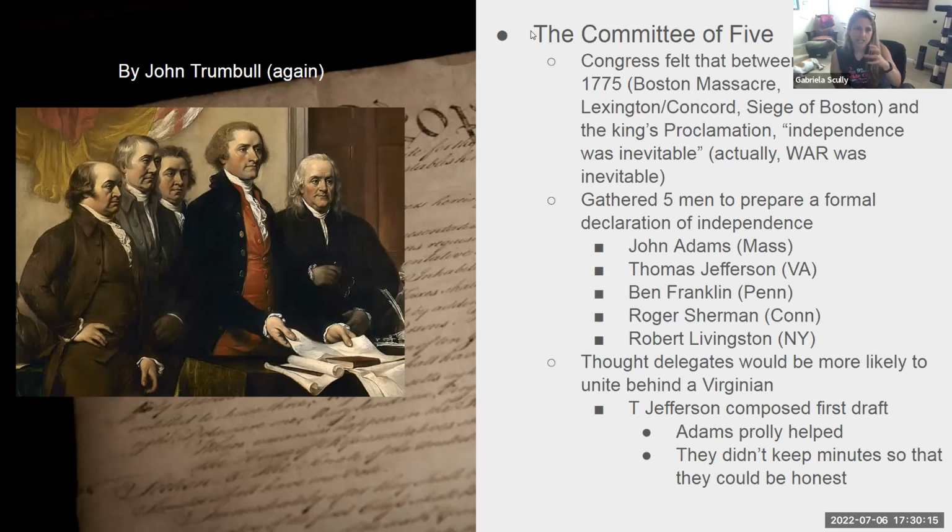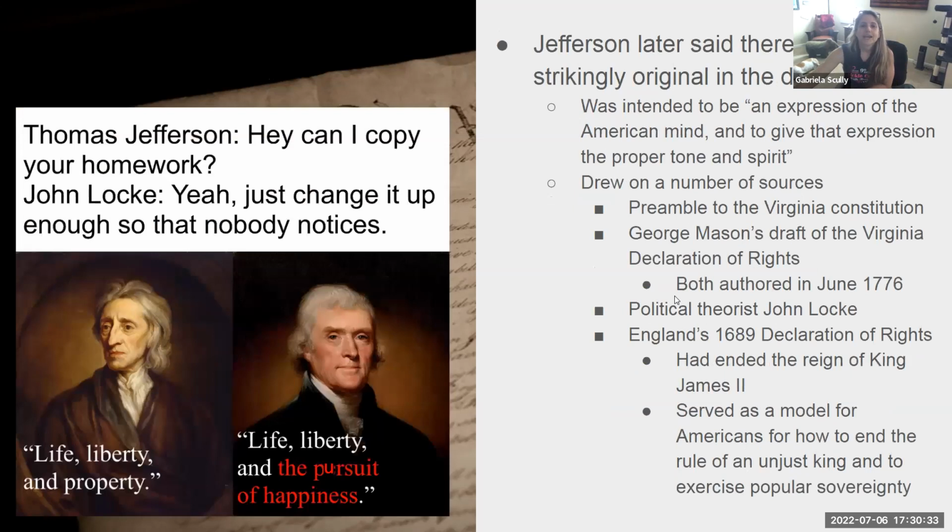This is like June. They keep no minutes. They don't keep a record of who says what, because they want the process to be without scrutiny. They want to be able to say things that are controversial without being judged for it. So they don't keep minutes from it, which I thought was really interesting. Okay. So they write this Declaration of Independence.